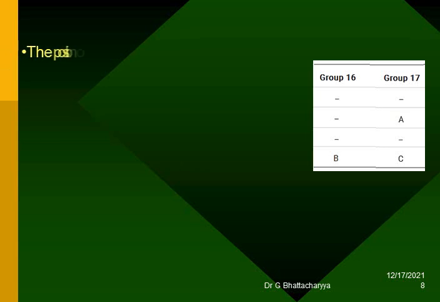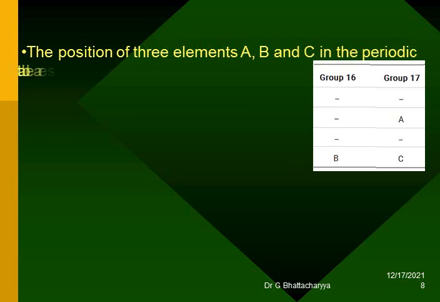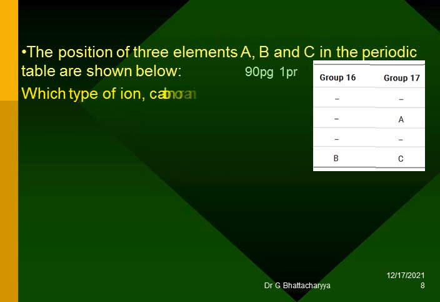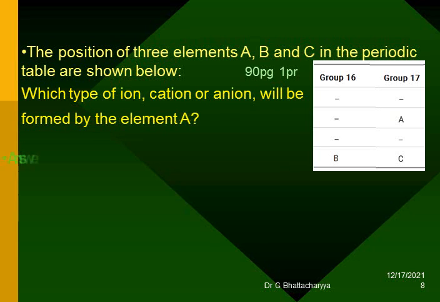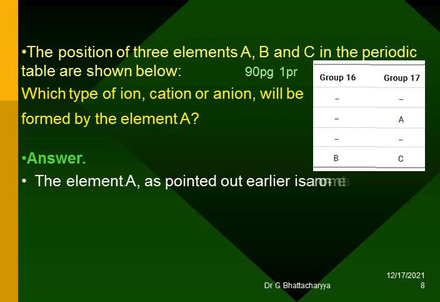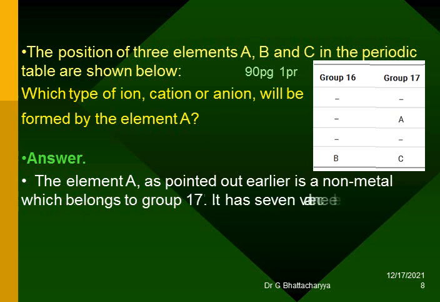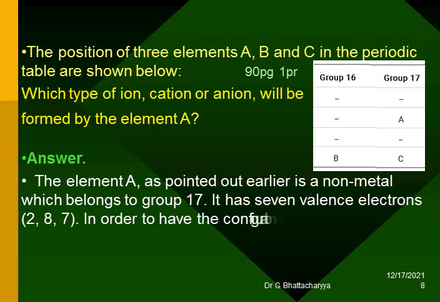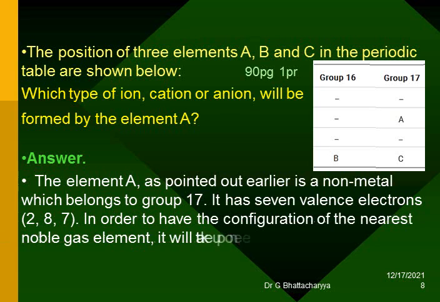The positions of 3 elements A, B and C in the periodic table are shown below. Which type of ion, cation or anion, will be formed by the element A? The element A, as pointed out earlier, is a non-metal which belongs to group 17. It has 7 valence electrons, 2, 8, 7. In order to have the configuration of the nearest noble gas element, it will take up 1 electron and change to anion.